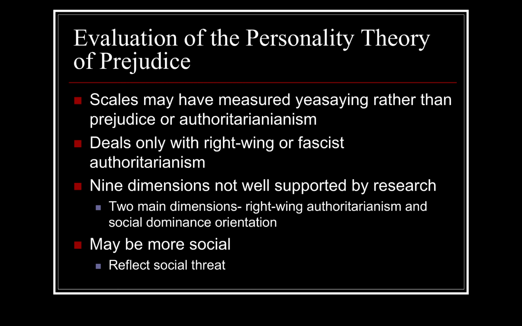The nine dimensions of this personality theory are not well supported by research. The two main dimensions of right-wing authoritarianism and social dominance orientation have been criticized. Right-wing authoritarianism speaks about conventionalism, submission to authority, and aggression against those who do not submit to authority. This is centered around the need to obey and respect authority. It also reflects a need for control and security, and it's reflected in values of conformity and traditionalism.